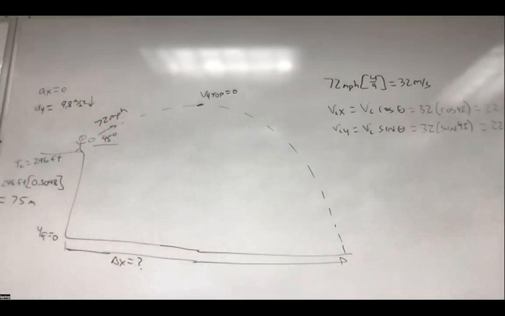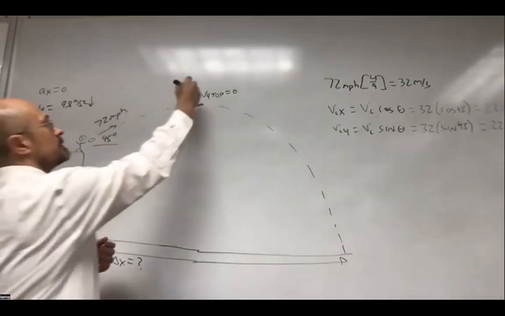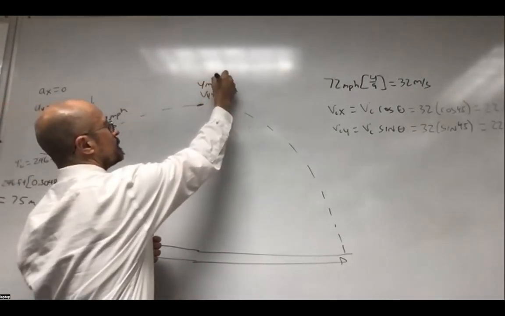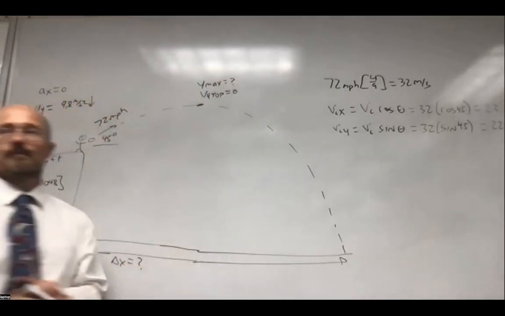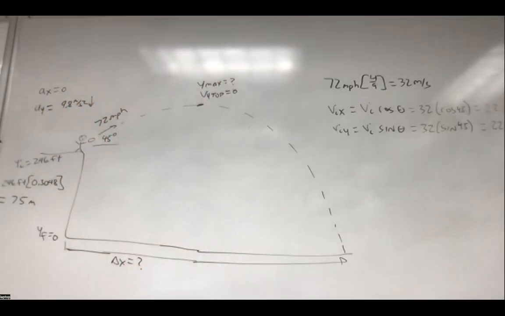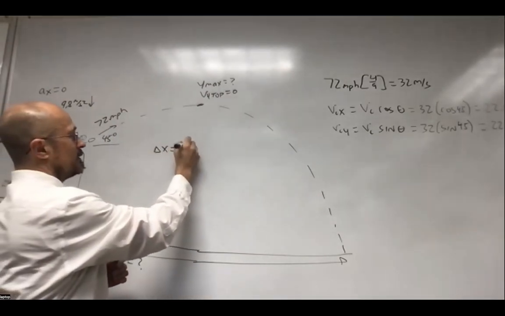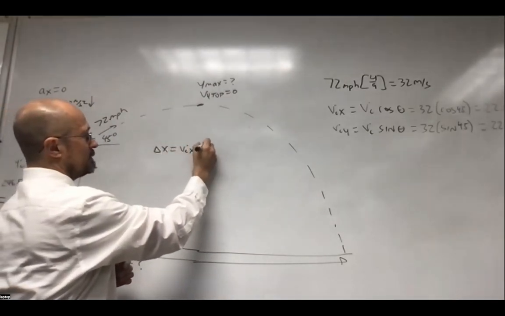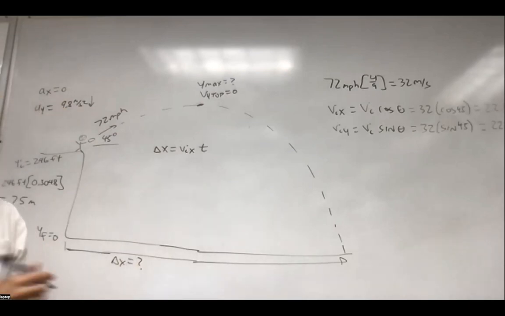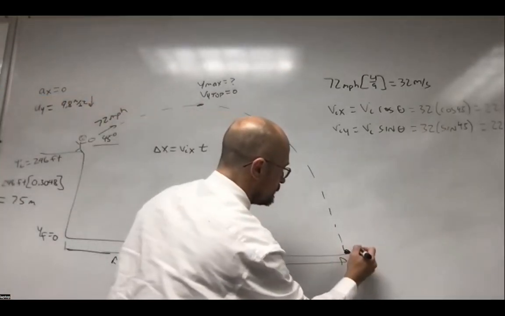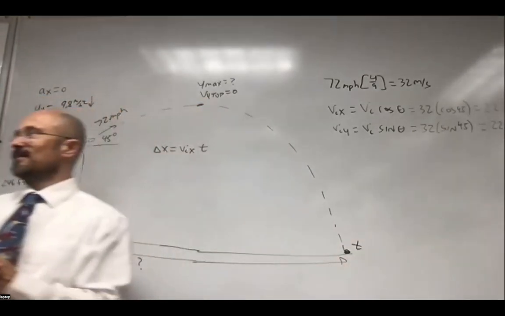And that's a magical location called Y max, which we don't know. And technically we could solve the problem. So we then pull out our one equation in the X, and we're like, delta X is VIX T. Right? And by T, we'll just do here, and we'll say that's T.